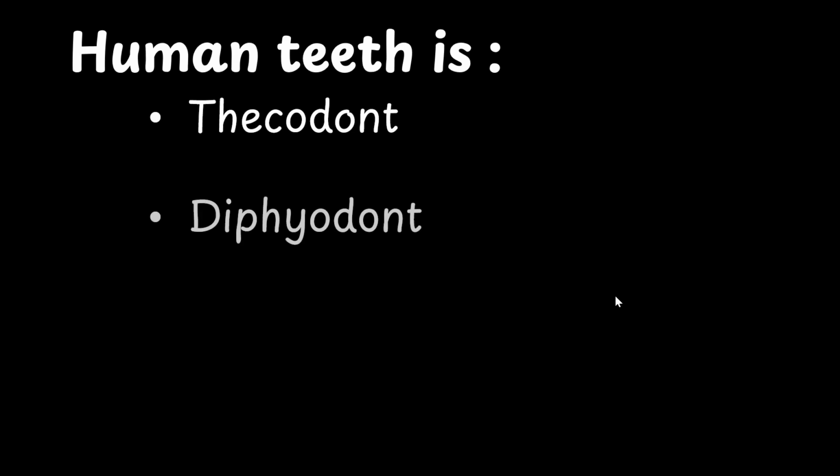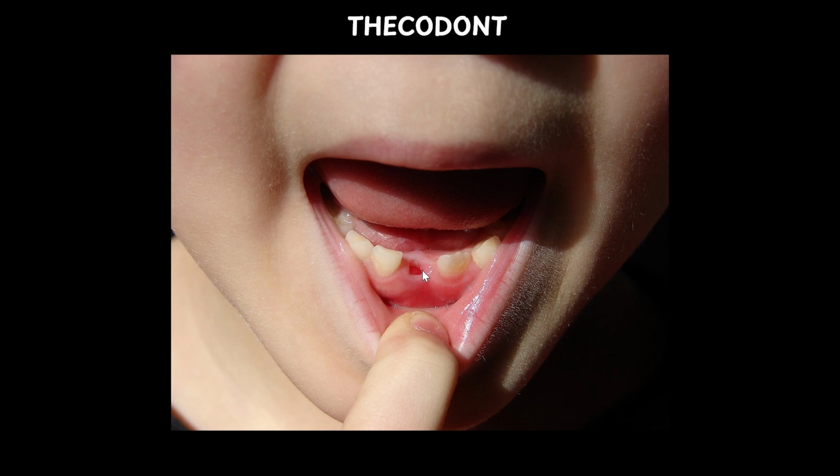The human teeth can be described using three terms: thecodont, diphyodont, and heterodont. Thecodont refers to how the teeth are arranged on the jawbone. In the case of humans, we have the jawbone, and then there is a space or a socket within the jawbone in which the tooth fixes itself. That is the reason when children lose teeth, we see that there is a gaping hole in the place.